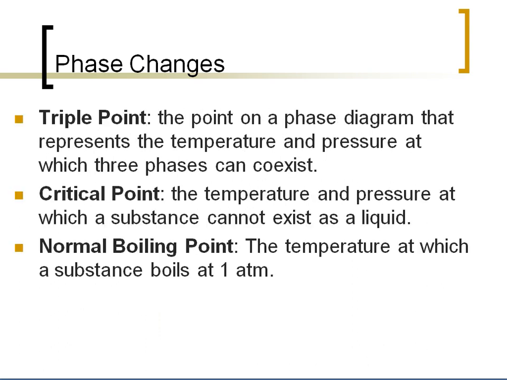Okay, before we move on, we have to define a few terms. A triple point is the point on a phase diagram that represents the temperature and pressure at which three phases can coexist, and we'll point that out shortly. The critical point is the temperature and pressure beyond which a substance cannot exist as a liquid. Then we have another definition called the normal boiling point, which means the temperature at which a substance boils at 1 atm.